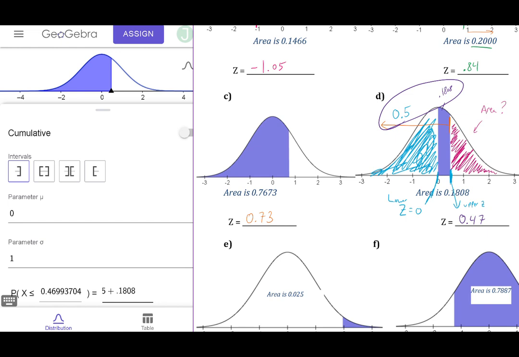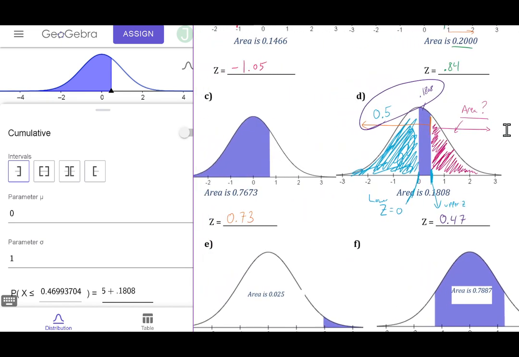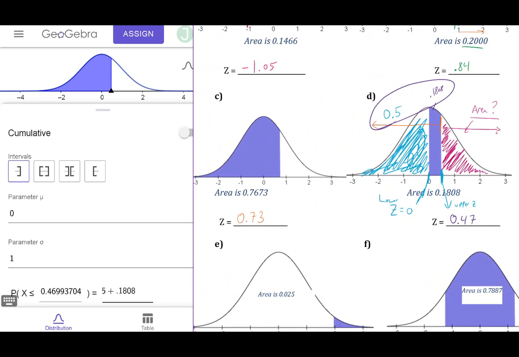But I also could find the area to the right of this value. If I wanted to find the area to the right of this value, well, I could use the complement. I could find this in 2 different ways. The first way is that I know that 1 minus 0.6808, which comes from the sum of these 2 values, would be everything to the right of that orange line.